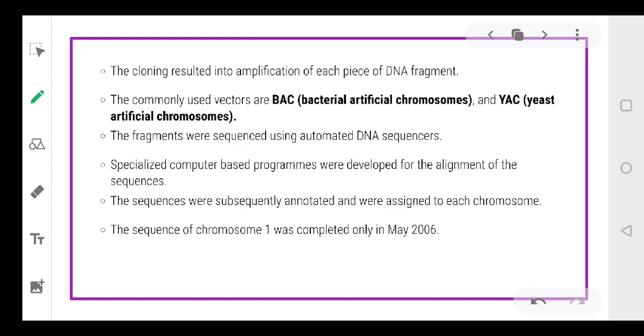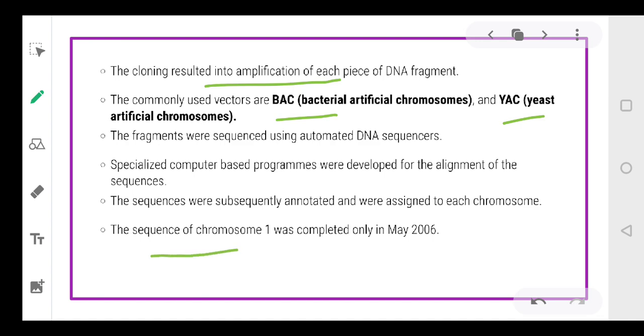The cloning resulted in amplification of each piece of DNA. As I said, the nucleus contains your DNA, then this DNA will be converted into small fragments, and each fragment will be cloned and amplified. Then a particular sequence will be determined. The sequence of each will be determined, and the vectors that we'll be using are BAC and YAC, right everyone?